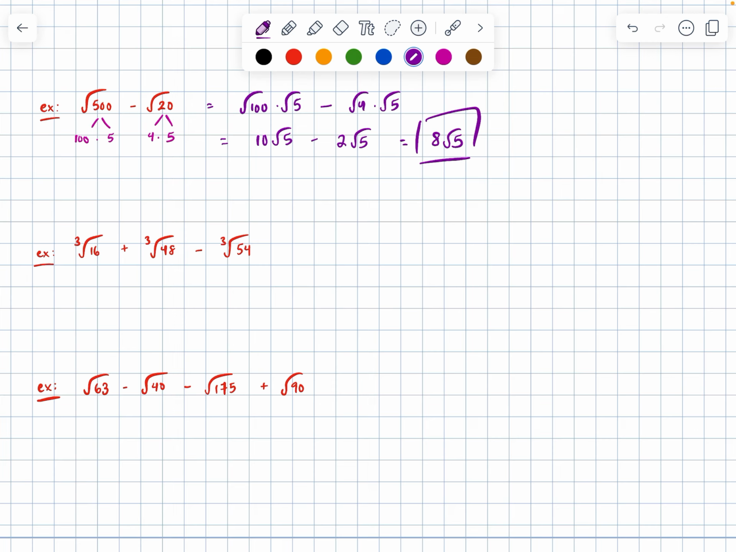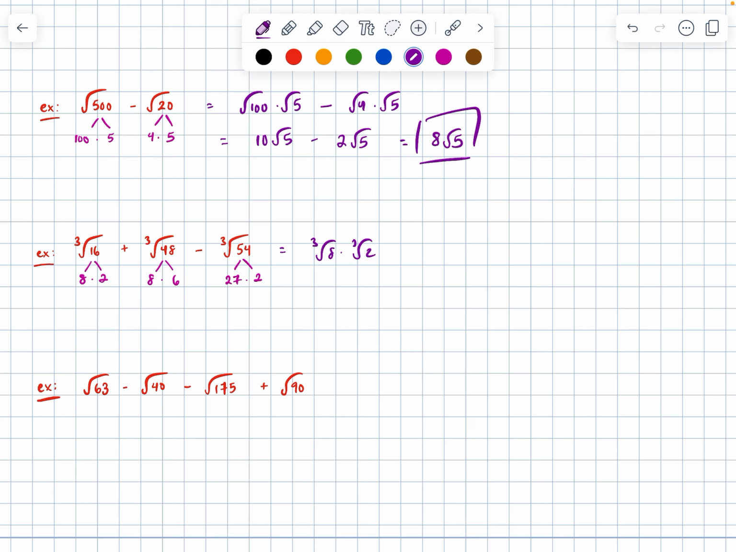Good. The cube root of 16 plus the cube root of 48 minus the cube root of 54. So here, 16, I'm going to look for common, or not common factors, but perfect cubes in its factors. Well, 16 is 8 times 2, and 8 is a perfect cube. In 48, I know that it also contains a perfect cube of 8 times 6. And then 54, I know that this guy is 27 times 2. 27 is a perfect cube. From here, I can now break each of these down.